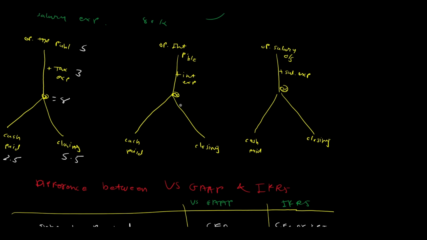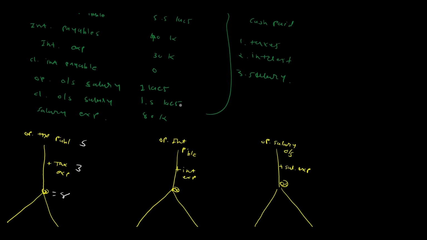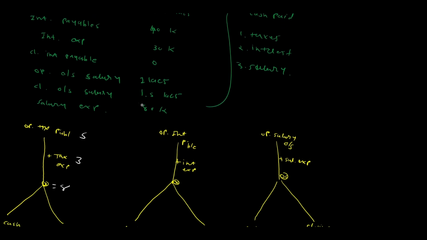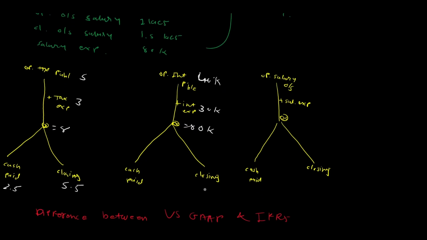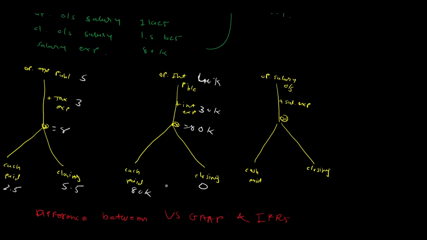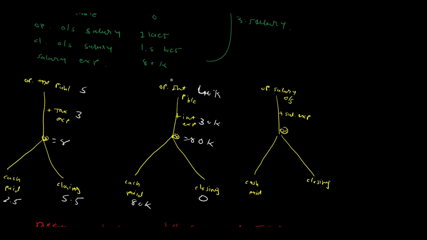Next is the opening interest payable. Opening interest payable is 40k. Interest expense is 30k. This comes to 70k, and my closing interest payable is 0. If this is 0, this should be 80k. Okay. Then the outstanding salary is 1 lakh.